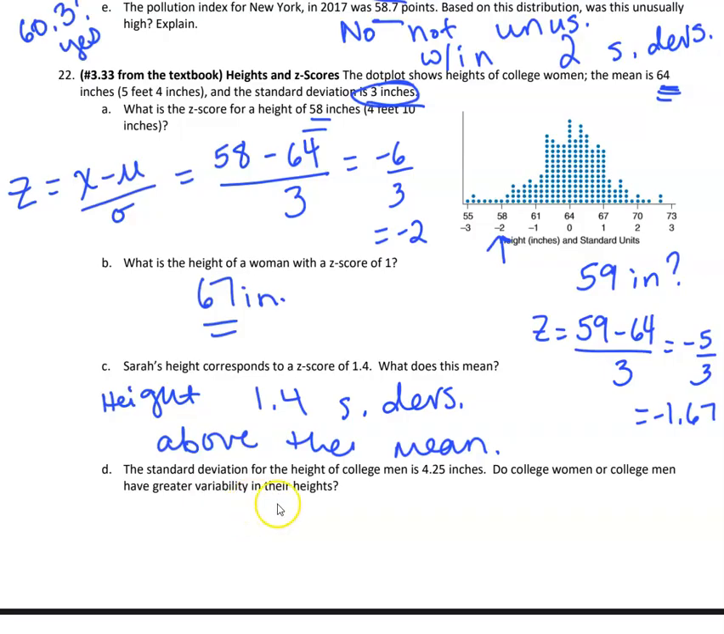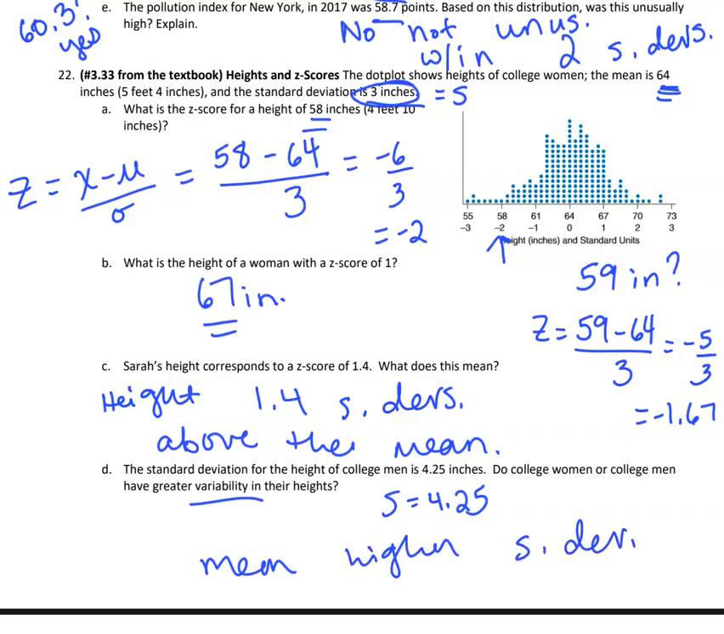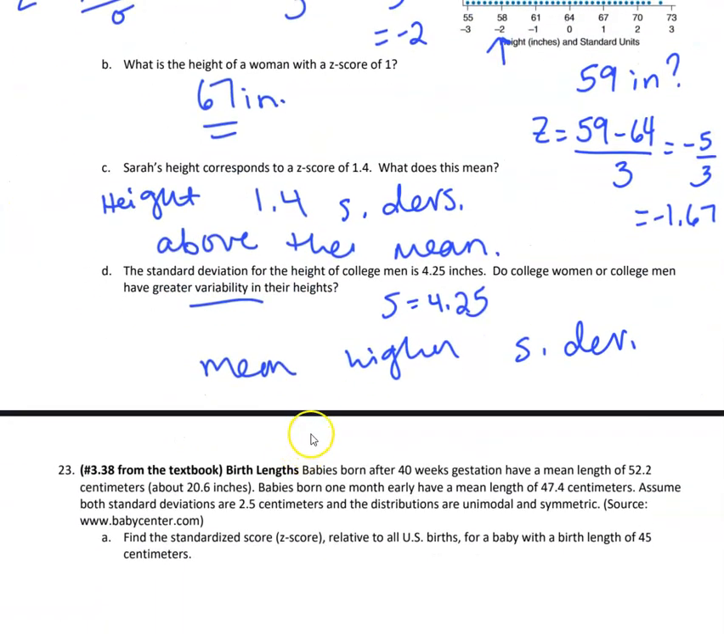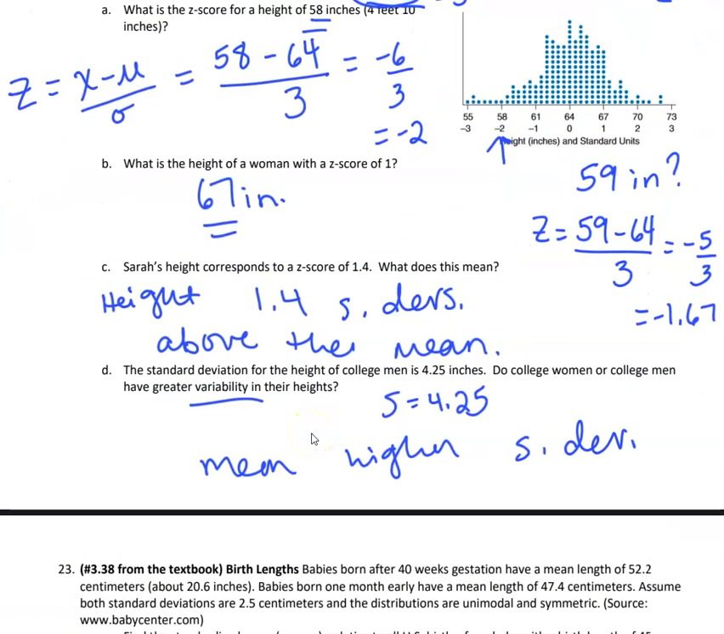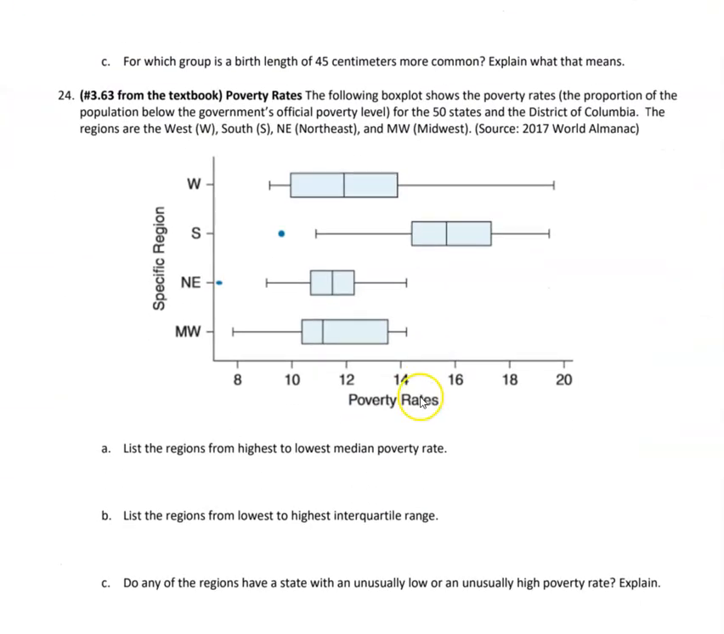And then D says the standard deviation for the height of college men is 4.25. Do college women or college men have greater variability? Well, the standard deviation for women, the S for women, was 3. The S for men is 4.25. So men have greater variability because they have a higher standard deviation. Remember that standard deviation talks about spread, how much variability there is in the data. So the higher the standard deviation, the more variability you're going to have.